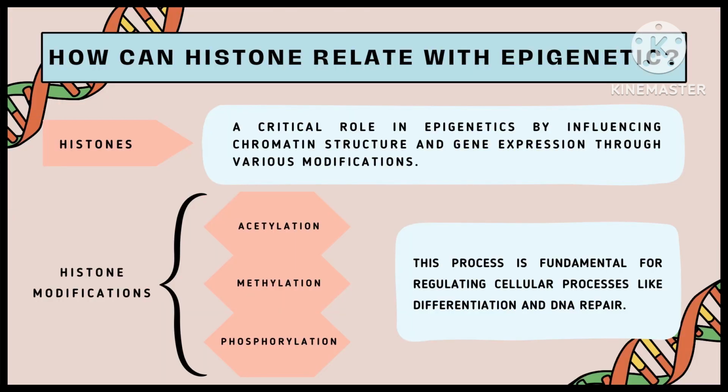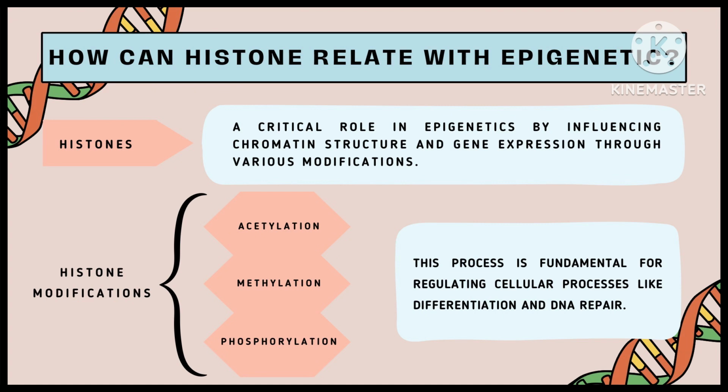How does histone relate to epigenetics? Histones play a critical role in epigenetics by influencing chromatin structure and gene expression through various modifications. These modifications, such as acetylation, methylation, and phosphorylation, affect how tightly DNA is wrapped around histones, thus altering the accessibility of genes for transcriptional activation or repression. This process is fundamental for regulating cellular processes like differentiation and DNA repair.